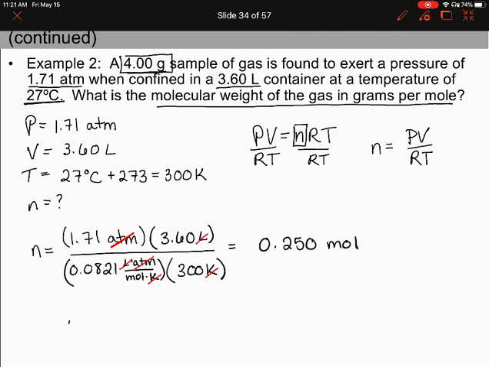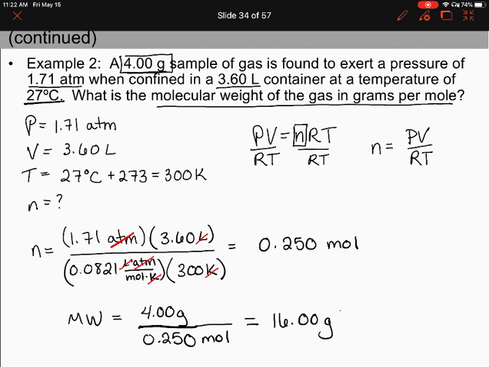Okay, so the molecular weight is equal to grams per mole. So we're going to plug in the 4 grams that we were told about earlier. And now we can divide that by the amount of moles that we just calculated. And 4 divided by 0.25 will give us 16 grams per mole. So that is our molecular weight of the gas.